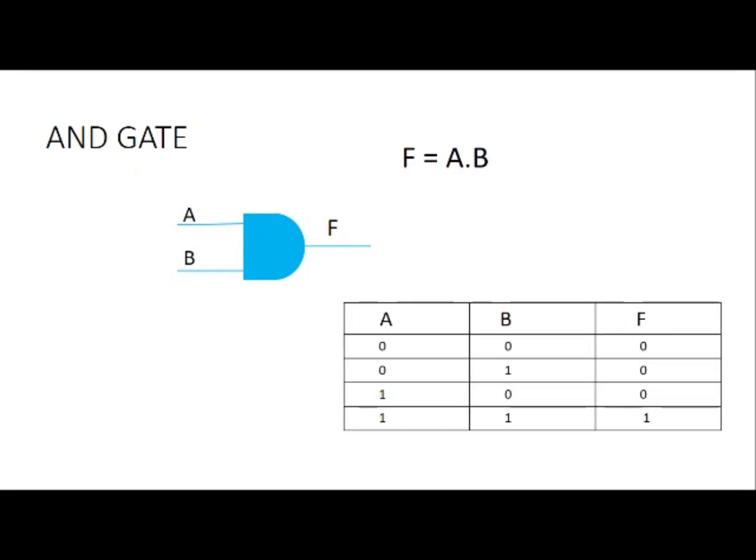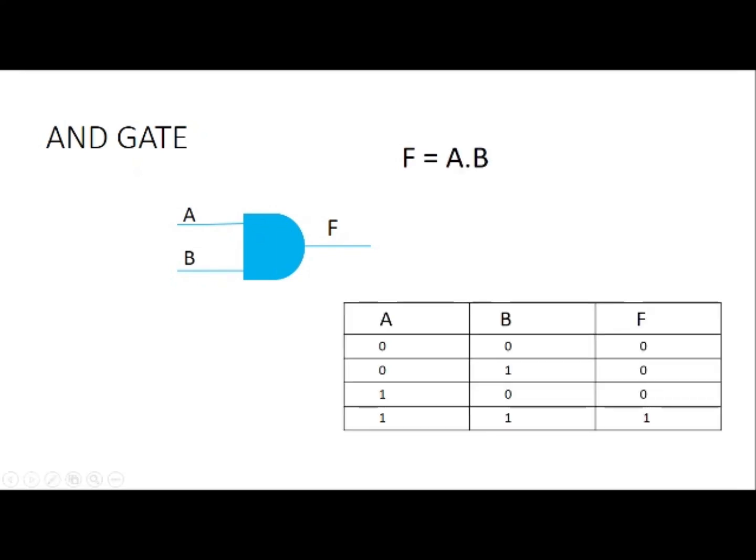So first we'll learn about the AND gate. So how to draw the AND gate? For the AND gate, you have to first draw a semicircle like this, and then the two inputs and the output. We can name the inputs as A and B, and the output we can name as F. Now we have to make a Boolean expression for the AND gate. So the AND gate is based on multiplication. So our Boolean expression will be F equals A dot B.